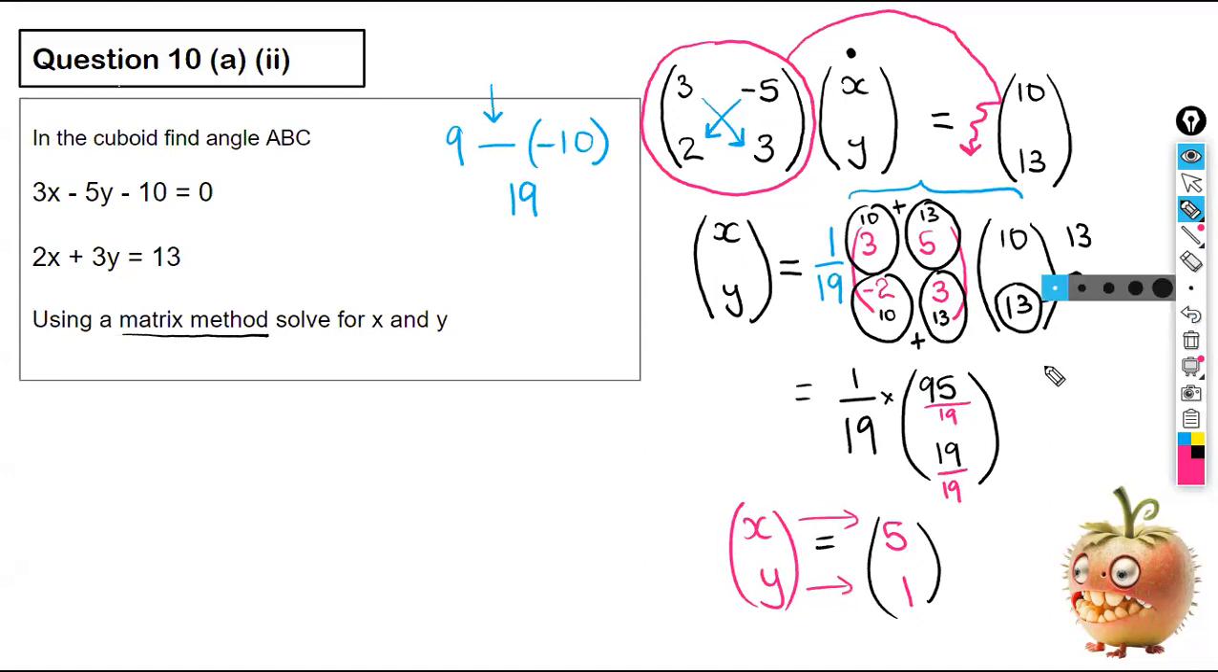If you made any mistakes in the multiplication part and you did not get 95 and 19, check back your working. I'm sure it's just a simple sign error. Let me know when you finally rectify it.